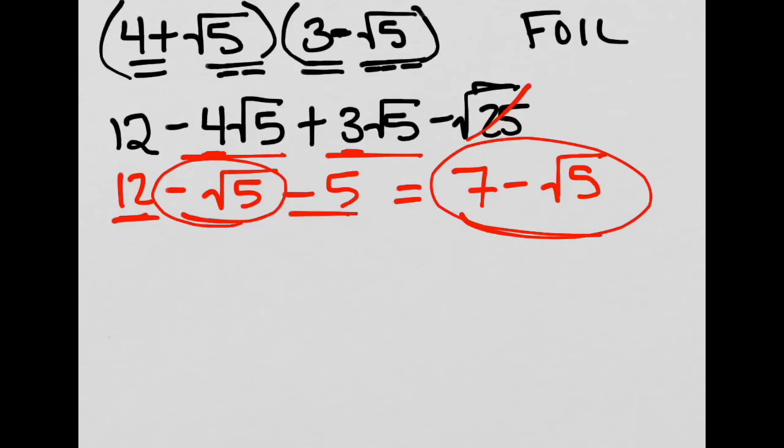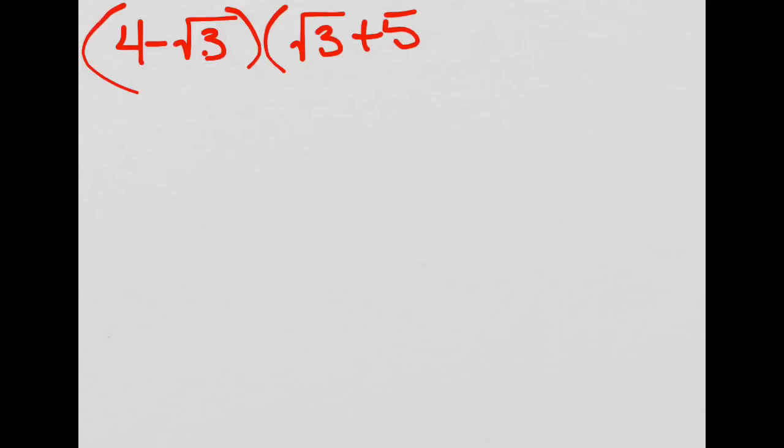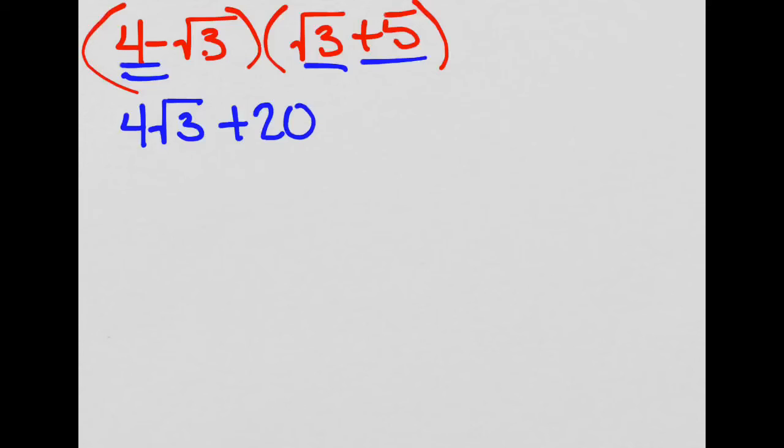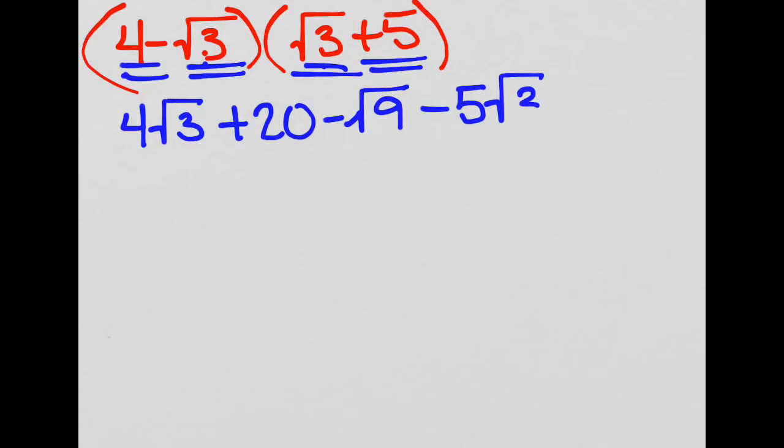Let's do one more with FOIL. Let's say I have 4 minus the square root of 3 times the square root of 3 plus 5. And again, I'm going to go ahead and do this first. That's going to give me 4 times the square root of 3. Outers is going to give me plus 20. Inners is going to give me a negative square root of 9 because I multiply what's in the radical symbol. And then last is going to give me a negative 5 times the square root of 3.